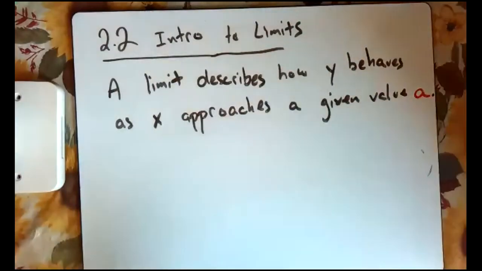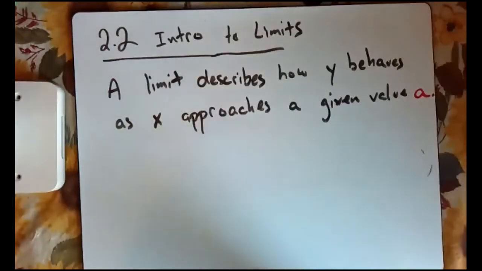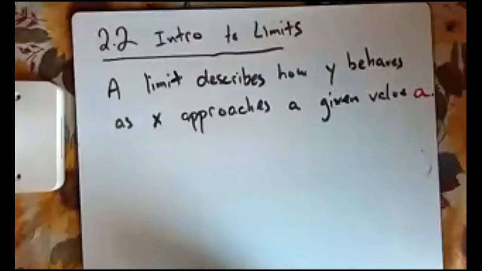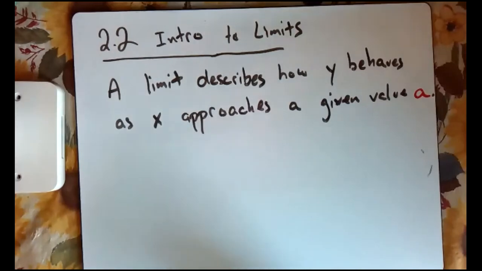So what's really important to note is that you can think of a limit as how y behaves as x approaches a given value a. What are they talking about? They're talking about the journey. If you were to keep walking towards that number, where would your y value eventually wind up? That's what they're asking for. So it's not what it is equal to. It says you get closer and closer to that specific x value. Where is the y going?